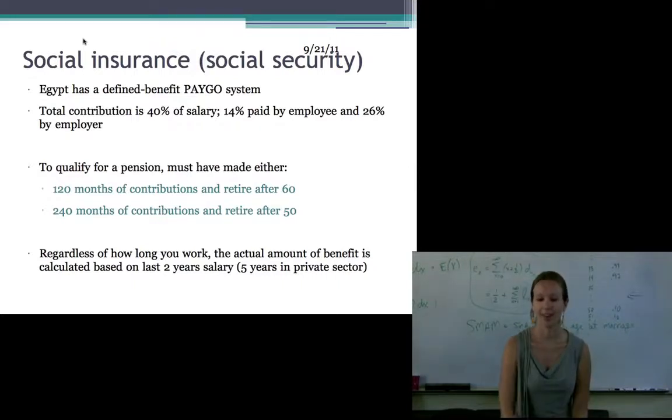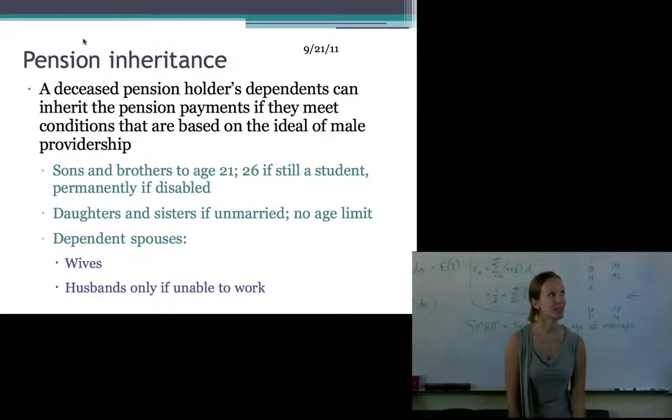Another interesting thing about the way pensions work in Egypt is that they're inheritable, which is also the case here. If you're a dependent under 18 and one of your parents is supporting you and they pass away, you can inherit their Social Security benefits.